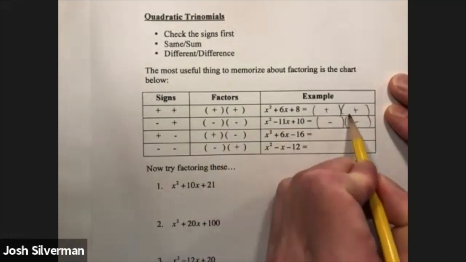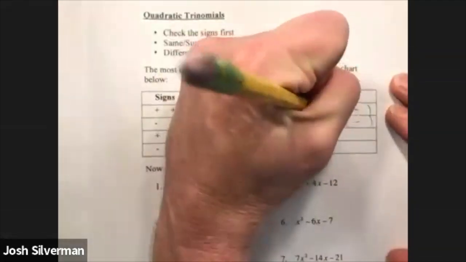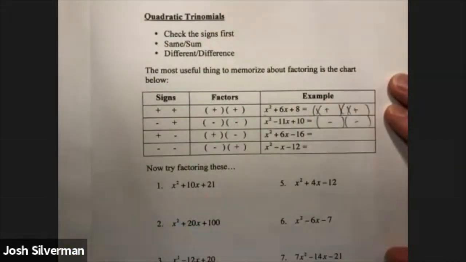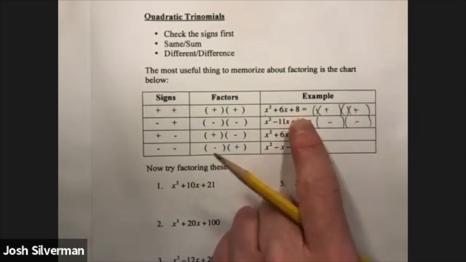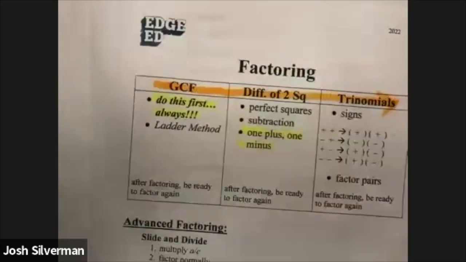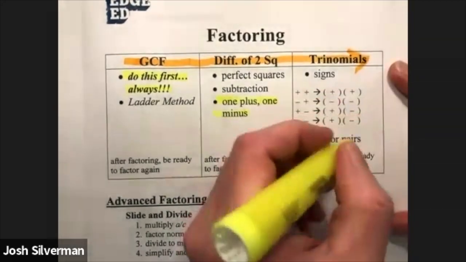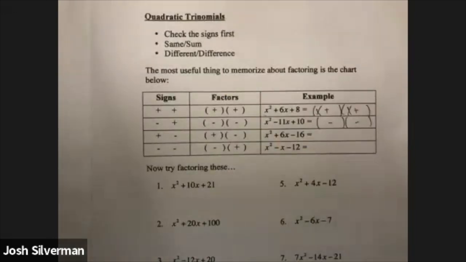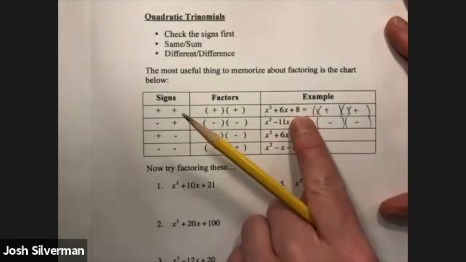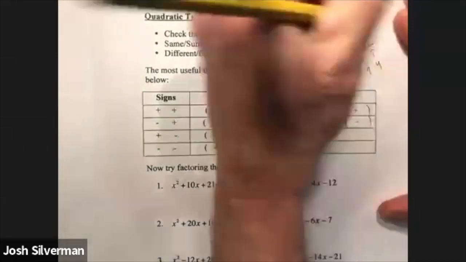What would we have to multiply together to get to x squared? That's x and x. What would we have to multiply together to get to 8? This is the point where you just write out your factor pairs. The step we're on right now is the step that everybody gets stuck on. Don't sit there banging your head against the wall. Go ahead and write out the factor pairs. What are the factor pairs for 8? 1 and 8, 2 and 4.